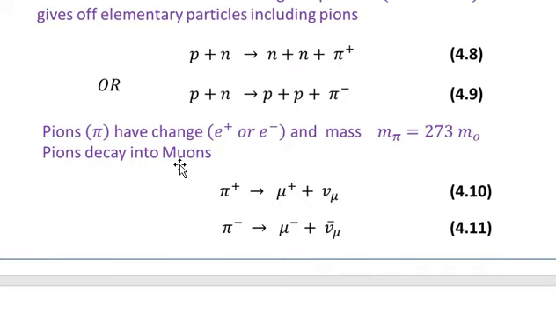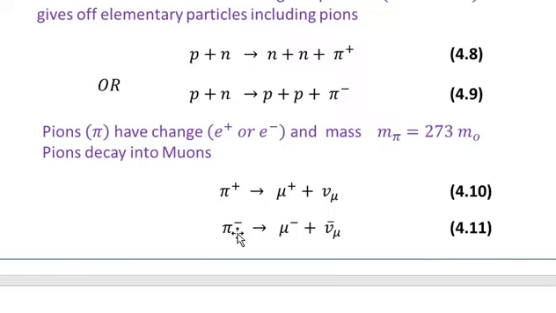Pions decay into muons. Now you see that these are the pions that were generated in the reaction shown in equation number 4.8 and 4.9. But these pions will decay immediately to the particles which we call muons. So positive pion will decay into positive muon with the emission of another particle which is called mu neutrino.